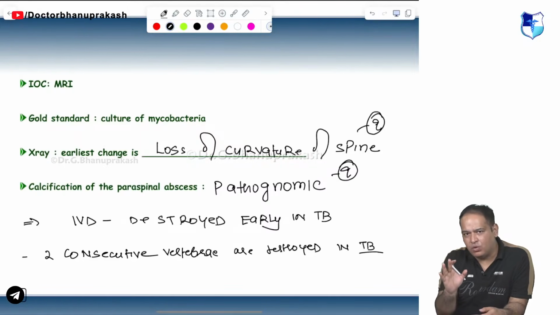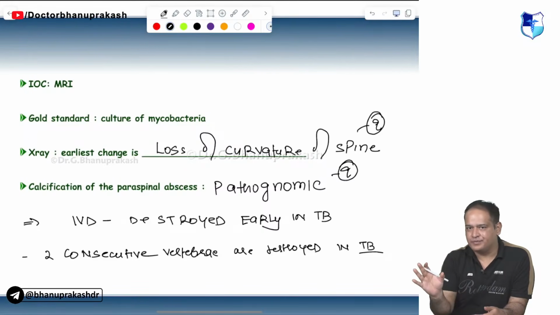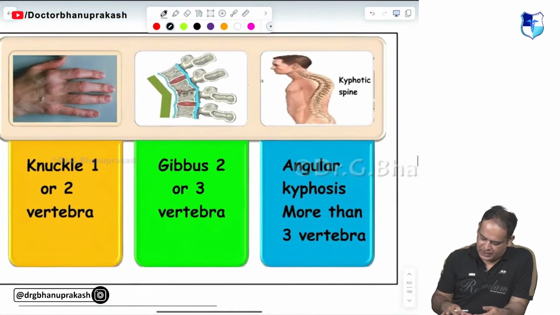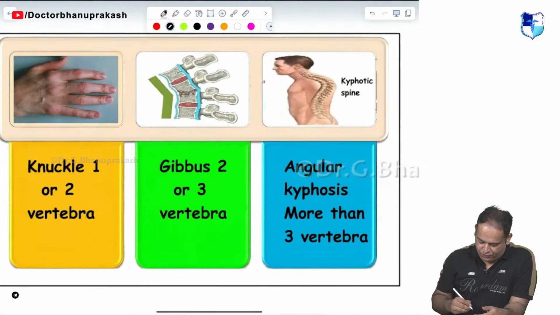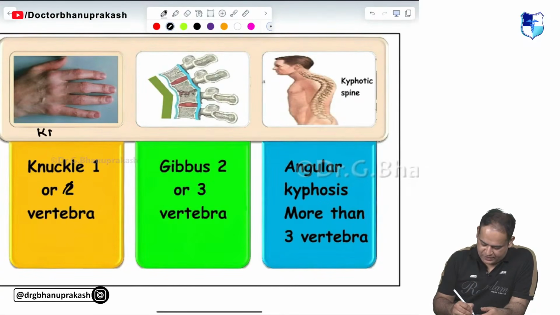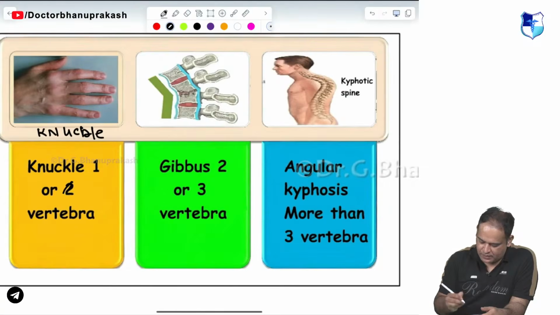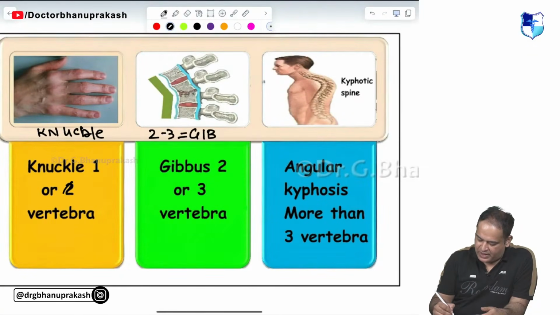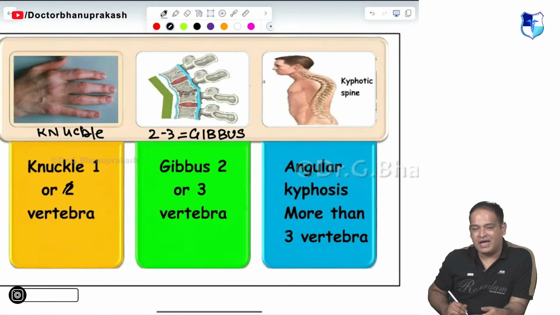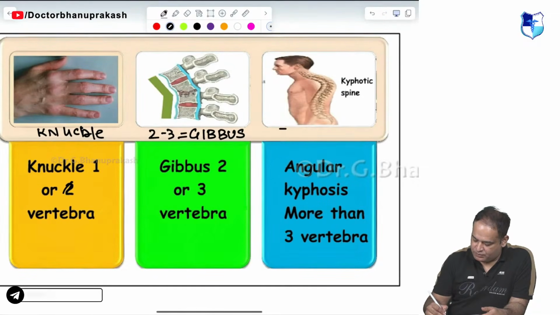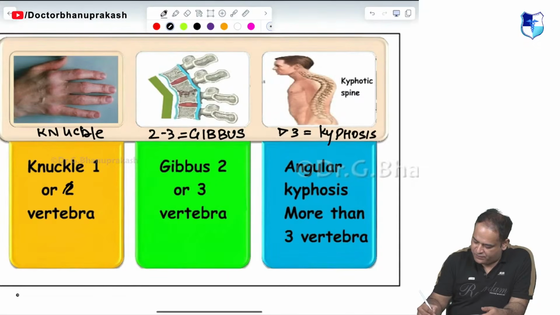That is going to be the only question which they can ask, right? Now, the deformity. If one vertebra is destroyed, the deformity is called as knuckle. If two or three vertebra are destroyed, the deformity is called as gibbous. If more than three vertebra are destroyed, the deformity is called as kyphosis.